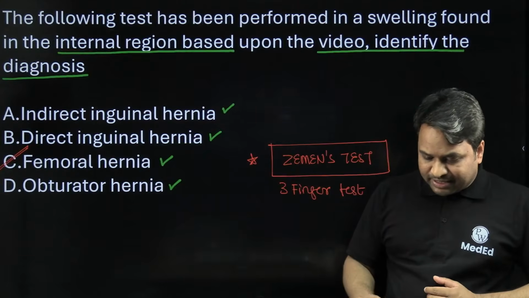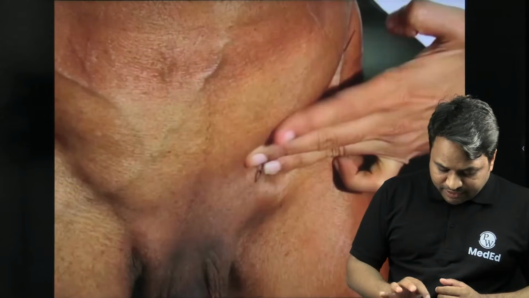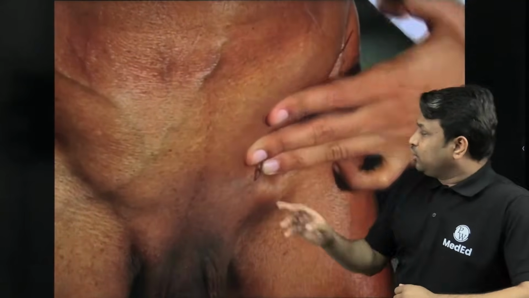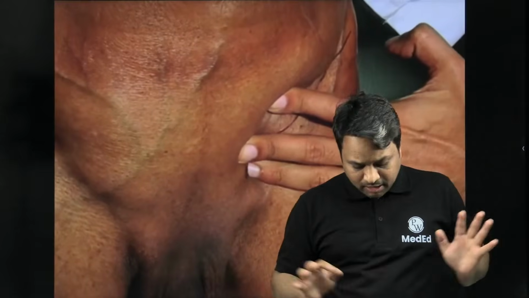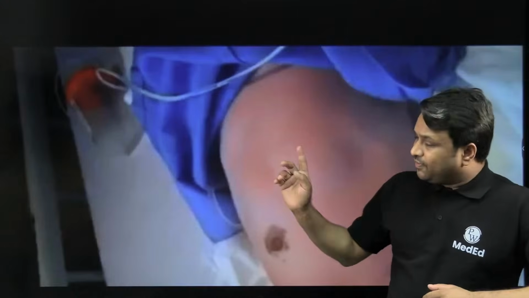Now, this I think we have done last time also, Siemens test, that is your 3-finger test. And in the 3-finger test, you can see the impulse present on the lower finger. This is going to be a femoral hernia positive, right? Siemens is positive, done.